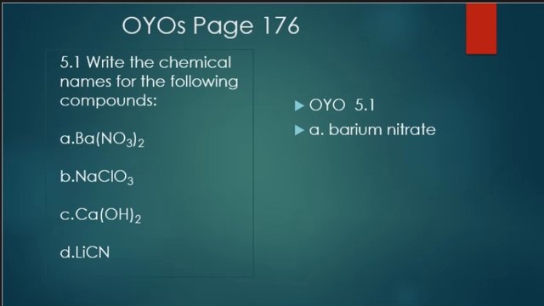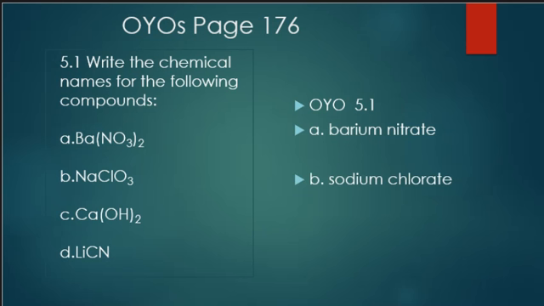All right, the next one's going to be sodium something. Let's see, what is that weird thing on there? ClO3. So what is it? Sodium chlorate. And now we have calcium something. Oh, this is a good one.